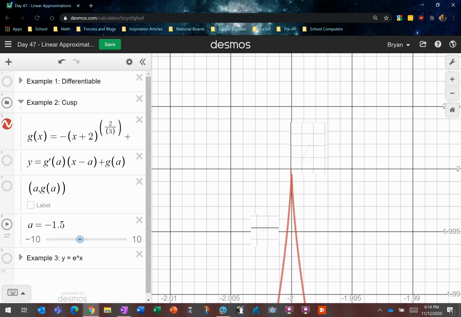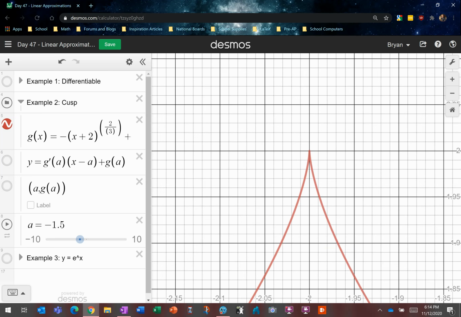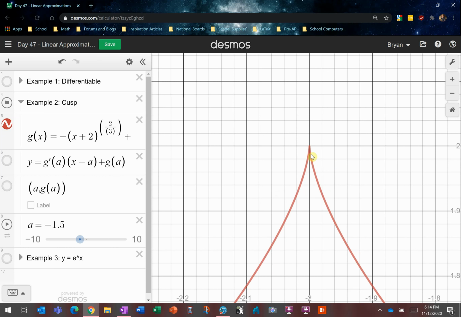So that's a good idea that this will not have local linearity, or another way to say it is our function is not differentiable at that point, because no matter how far you zoom in on the point, it never starts to look like a line. It always looks like a sharp point, something like that.